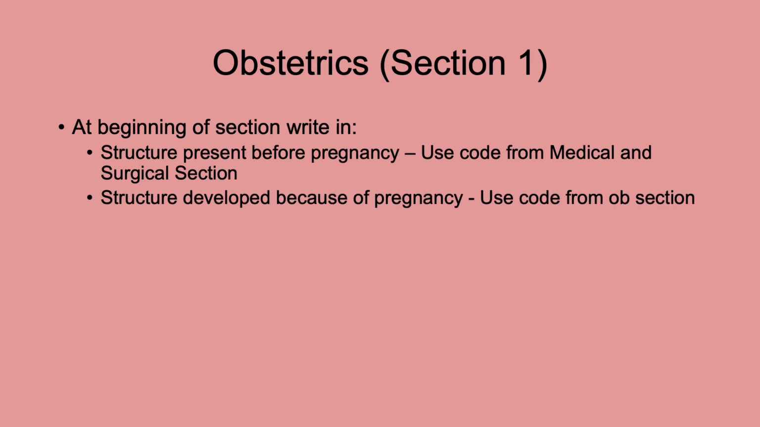So that's all for the surgical section. Let's look at the other sections. First, the obstetrics section. At the beginning of the section, write in what I had said previously: structure present before pregnancy, use code from medical and surgical section; structure developed because of pregnancy, the fetus, the amniotic sac, the umbilical cord, use code from the obstetrics section. So did she have this before she got pregnant? That's the operative question.